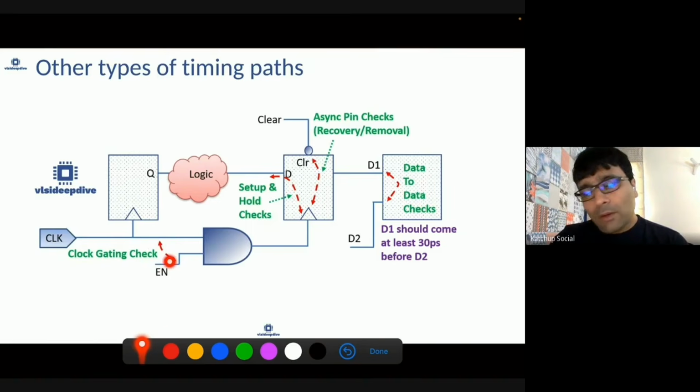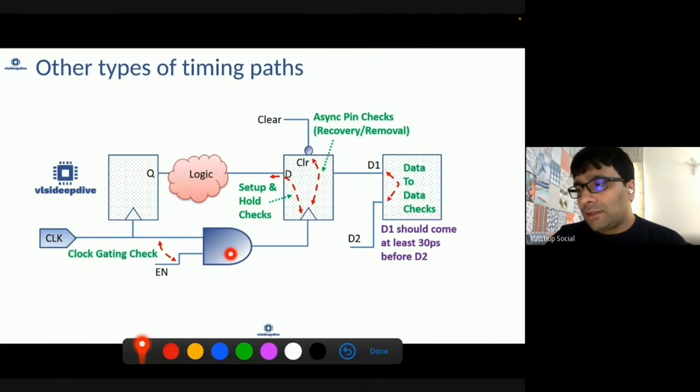Similar to setup and hold time requirements, there's a specific requirement for the enable pin: when it can change and when it cannot change, with respect to the clock. We'll discuss these in more detail. But right now, keep in mind that there are clock gating checks which are also done. These checks also depend upon whether it's a NAND gate or an OR gate. We'll go into those details in the next few slides.